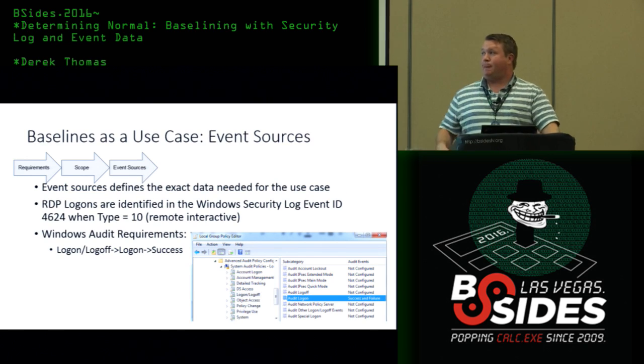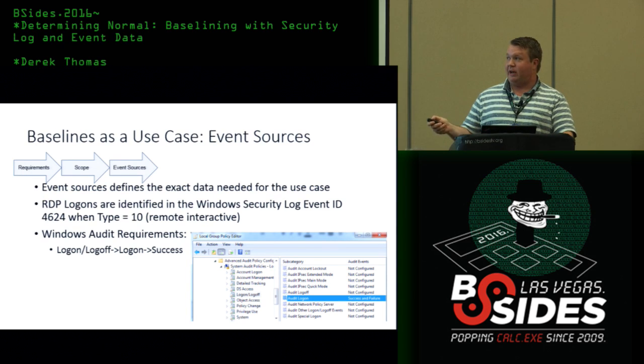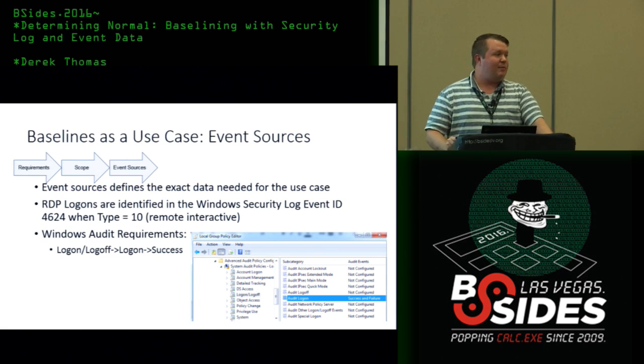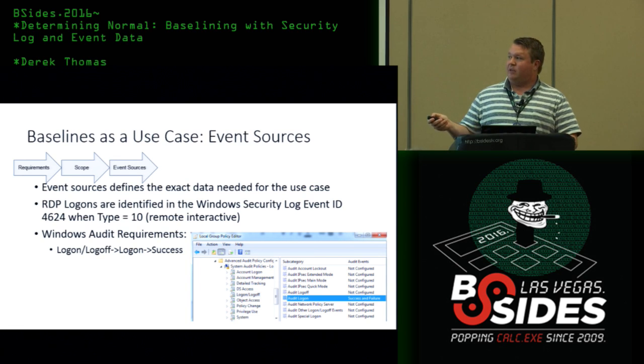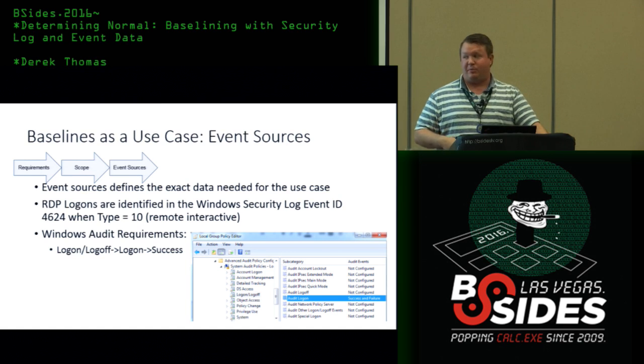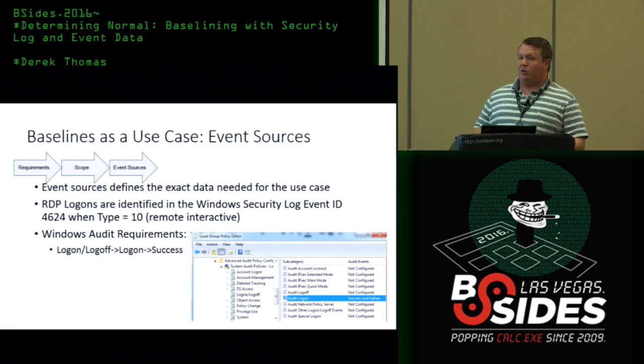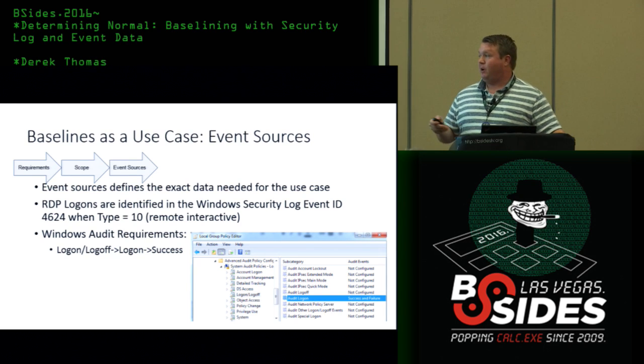So what event sources are needed? I've already covered this. 4624 is a Windows logon. Type 10 indicates remote interactive. One thing to keep in mind that a lot of people don't consider is that there are Windows audit requirements that need to be enabled so that you can even log these events. So you see log on, log off, and you want to be logging successful logons, and that'll generate those events. These events will occur on the log sources that you're getting, so that's something else to keep in mind. And here's just an example of the local policy editor. So this is where you change these. In the advanced audit policy configuration, Windows 2008 and above has a pretty granular ability to log different items.